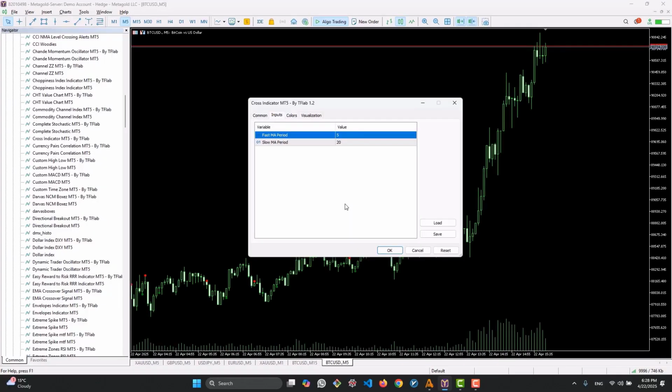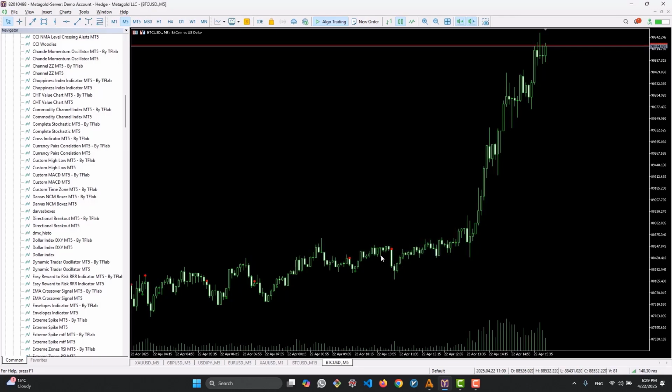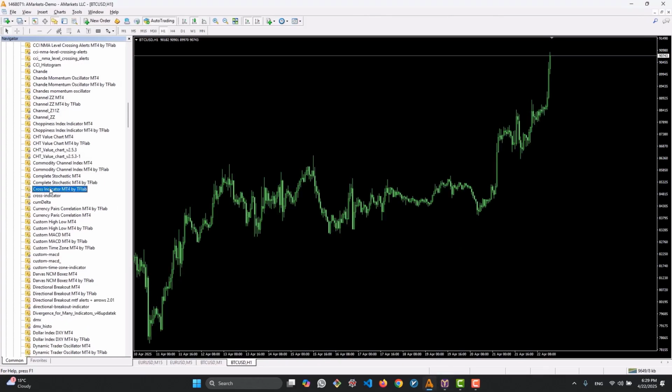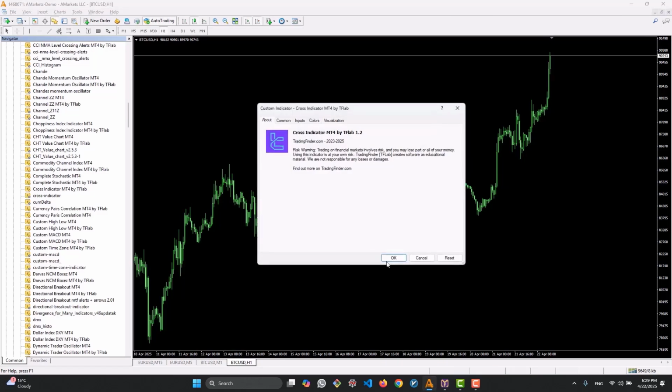The first option in the settings is the period for the fast-moving average, and the second option is the period for the slow-moving average. We can adjust these according to the symbol we are trading, so we can receive the signals accordingly. You can also use the MT4 version of this indicator on the MetaTrader 4 platform.